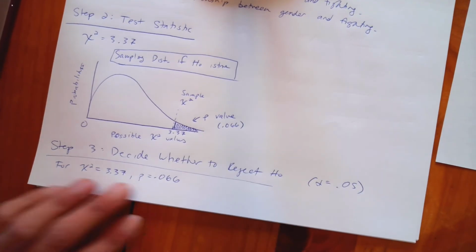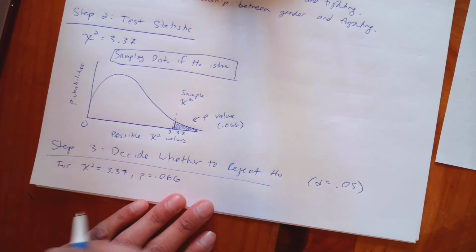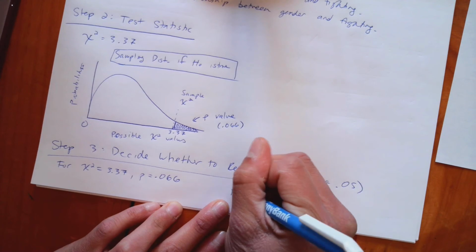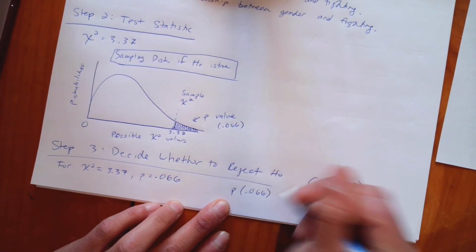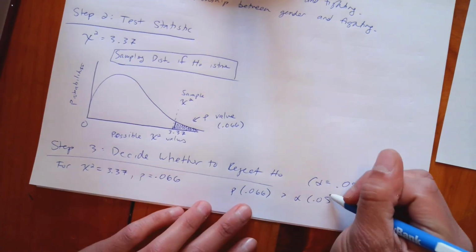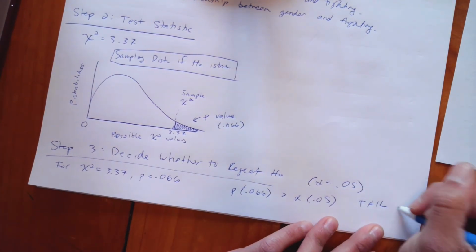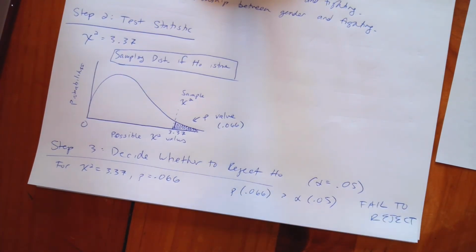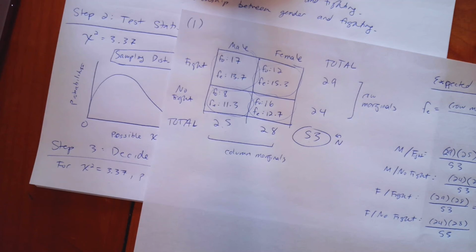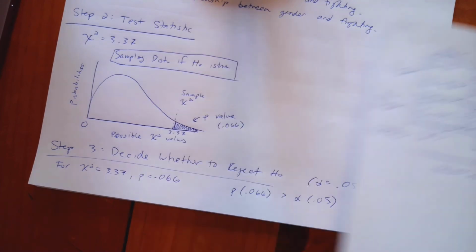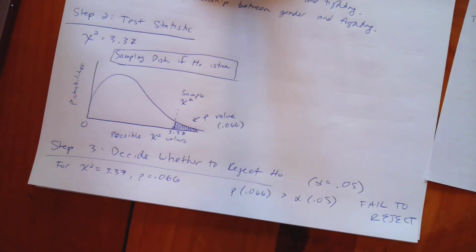And so at this level of significance, we're going to compare our p-value, which is 0.066, to our alpha level, which is 0.05. We're going to see that our p-value is larger than our alpha level. So here we fail to reject the null hypothesis. In other words, the differences that we saw between what we would expect and what we actually got in our sample are not big enough to rule out the possibility that there's no relationship between gender and fighting in the population.